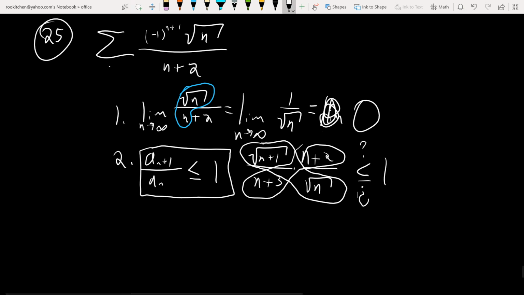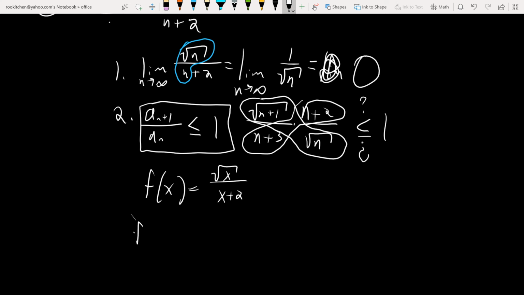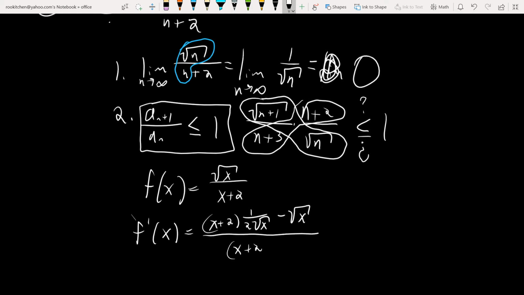So what I'm going to do in this case, I'm going to take the derivative. I'm going to do it like I did with the integral test. I'm going to consider its sister function, f of x equals square root of x all over x plus 2. Take its derivative, f prime of x is going to be low times the derivative of the high minus high times the derivative of the low, which is just 1, all over x plus 2 squared. And then I'm going to clean it up, multiply top and bottom by 2 square root x.